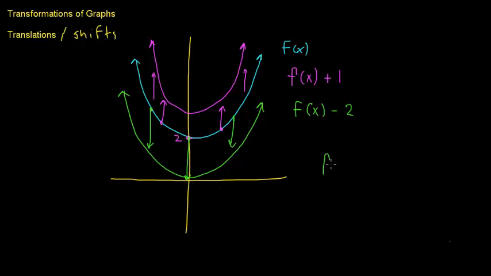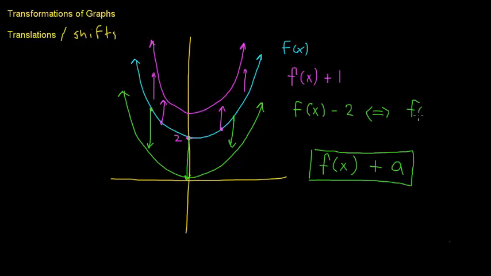So the general form of a vertical shift or a vertical translation is just take the function and evaluate it at all the inputs, and then just add the number of units that you want to shift it. If you're moving it up, you add a positive number of units, and if you're moving it down, then you add a negative number of units. For example, f of x minus 2 is the same as f of x plus negative 2. And that negative right there indicates that we want to shift it down 2 units instead of up 2 units.